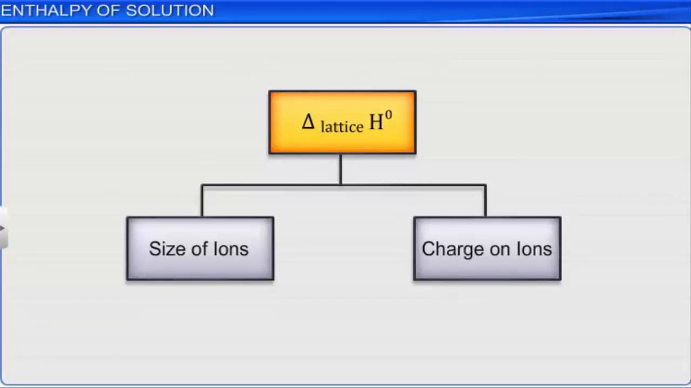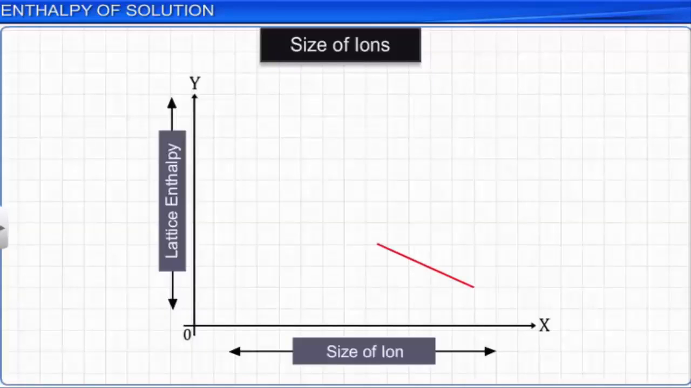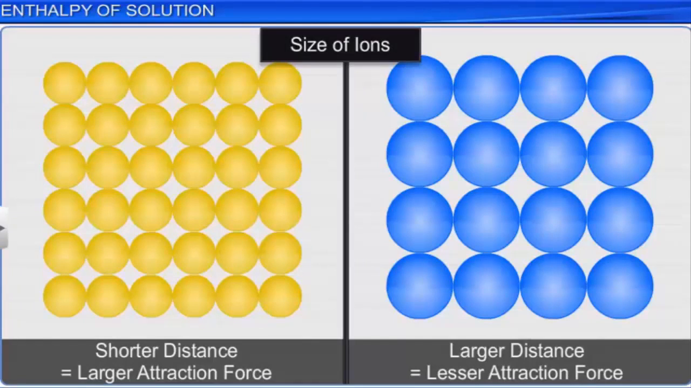The lattice enthalpy of a compound depends on the size of its ions and the charge on them. A decrease in the size of an ion increases the lattice enthalpy. That is, the enthalpy becomes negative and the reaction becomes exothermic. This happens because small ions tend to be closer to each other and have a shorter distance of separation, which results in a larger attraction force between the ions. Thus, lattice energy increases, that is, it becomes more negative.